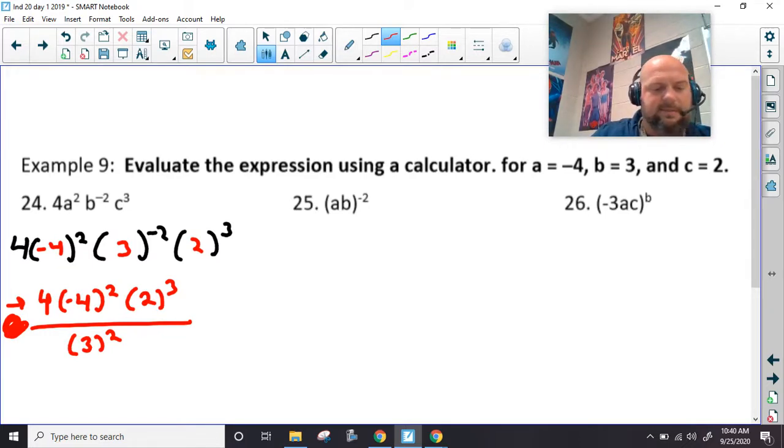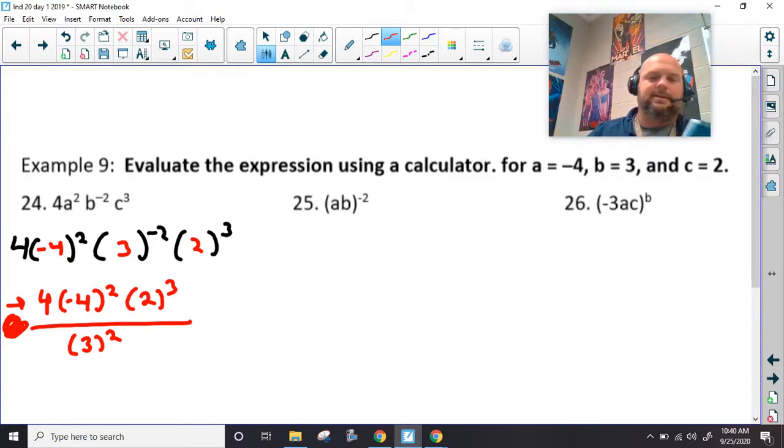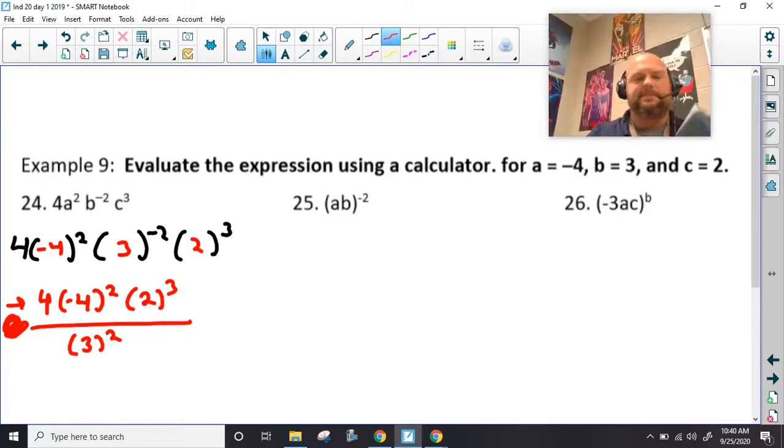So (-4) squared. Make sure your negative is in parentheses. 2 to the third over 3 squared. So this is actually what it looks like in the calculator. I hit enter, and it will give me the answer. Okay, so this is 512 over 9.